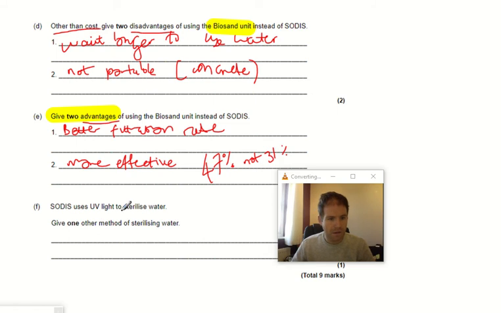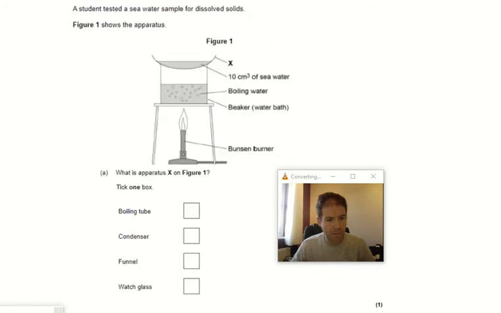SODIS uses UV light to sterilize water. Give 1 other method of sterilizing water. We could use chlorine. We haven't talked about this, but you could use ozone. So chlorine, that's the one we talked about in lessons.